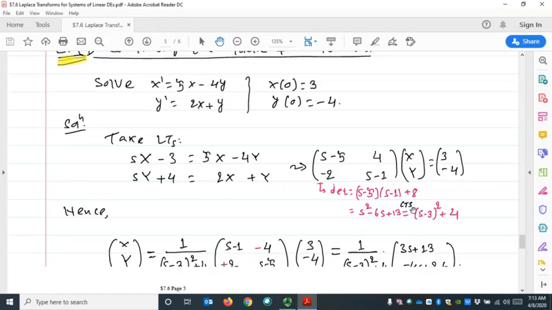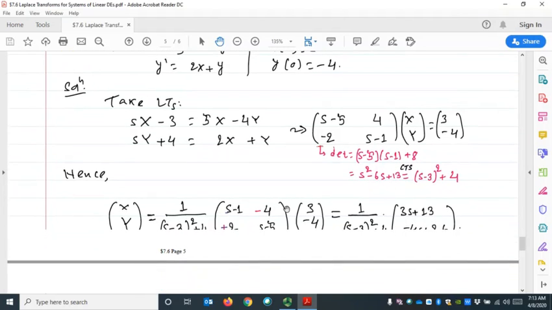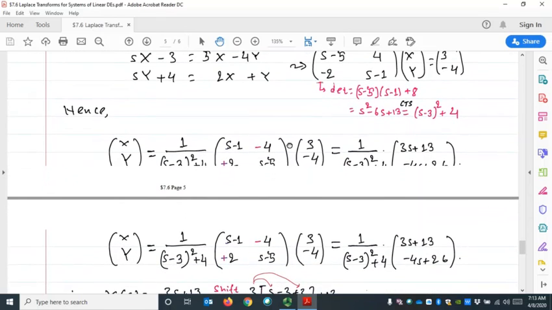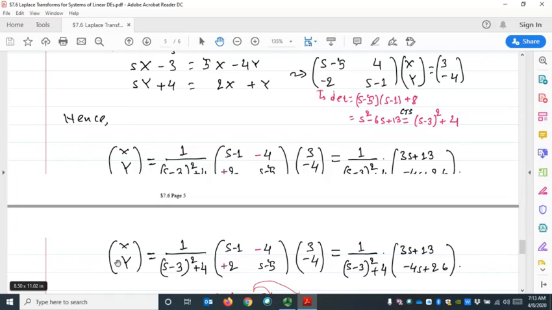So first compute the determinant, which gives you this. Computing this square gives s minus 3 quantity squared plus 4. So then capital X, capital Y, which is the matrix, equals 1 over the determinant, which is s minus 3 quantity squared plus 4, times the other matrix. That matrix comes from this coefficient matrix by switching the diagonal positions and switching the signs on the other diagonal, multiplied through the matrix 3, negative 4, which is on the right side.